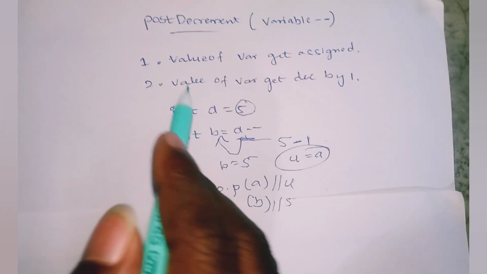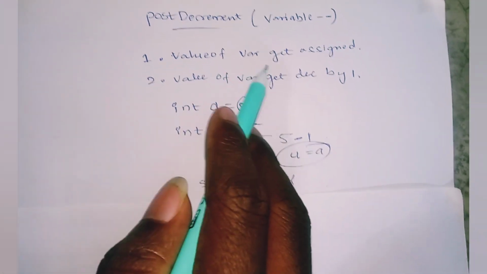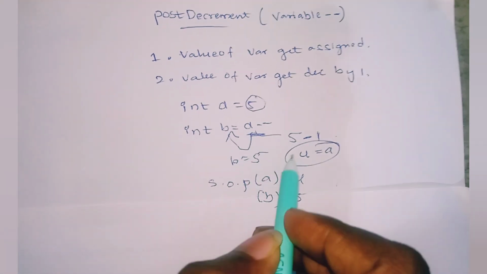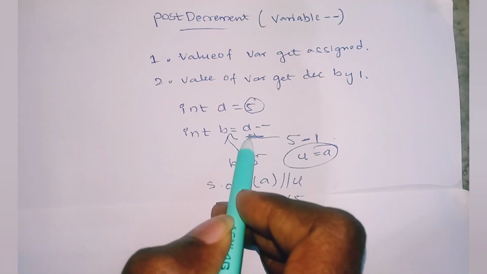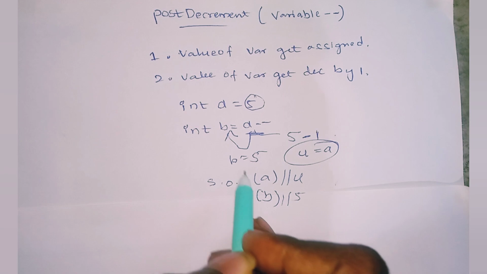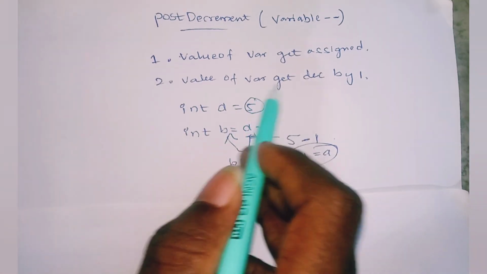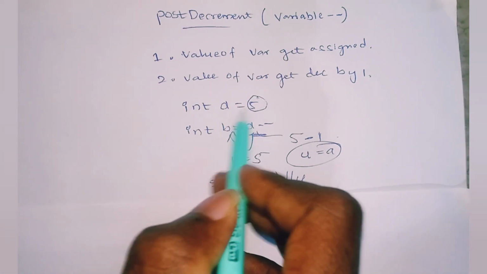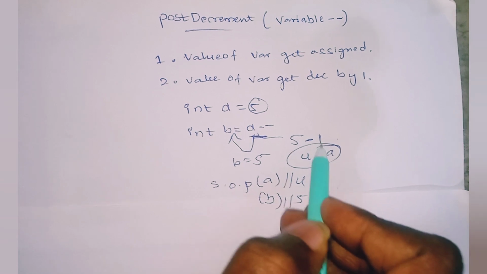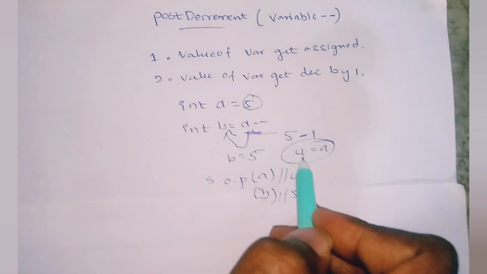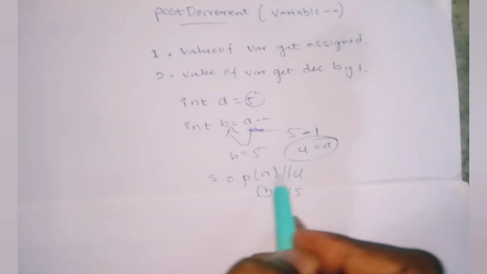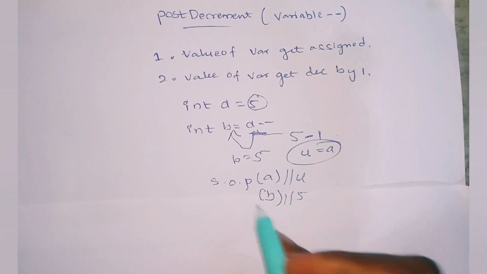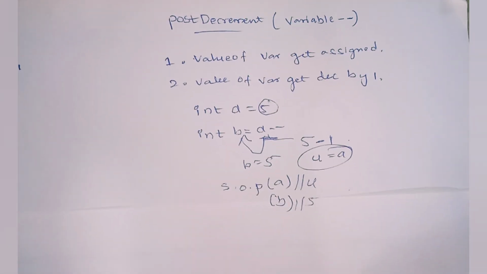So these are the two steps. First step is the value of a variable gets assigned. Here the value of a is 5 that got assigned to the b variable, and the next step is the value of the variable gets decremented by 1. The value of a is 5 that got decremented by 1 and it gives the output a equals 4. Now if you try to print it, a equals 4, b equals 5 as output. So this is how the post-decrement operator works.